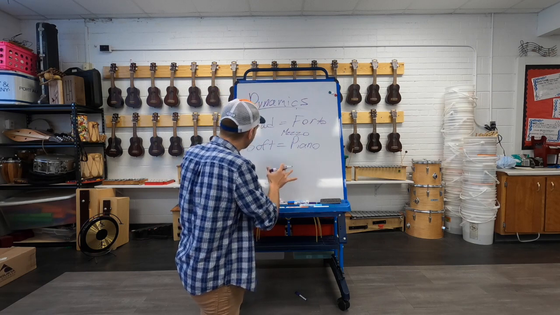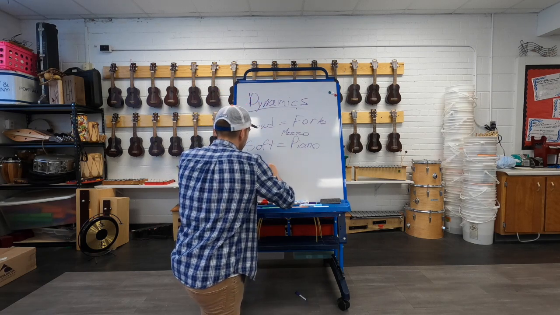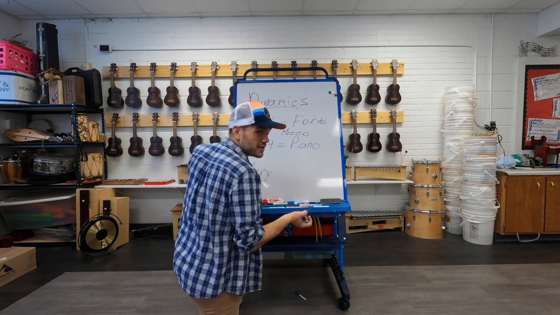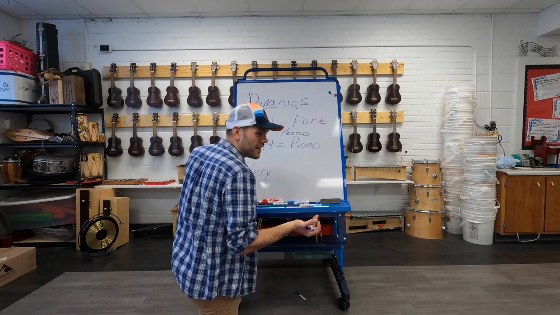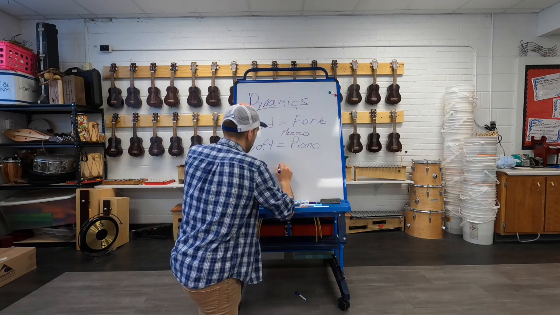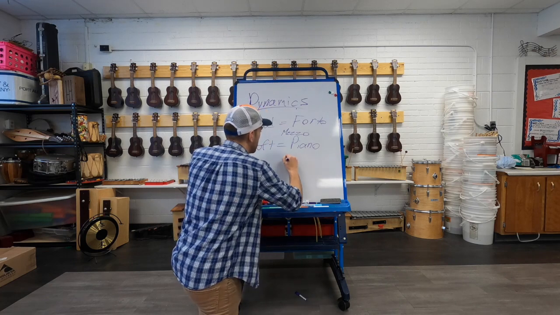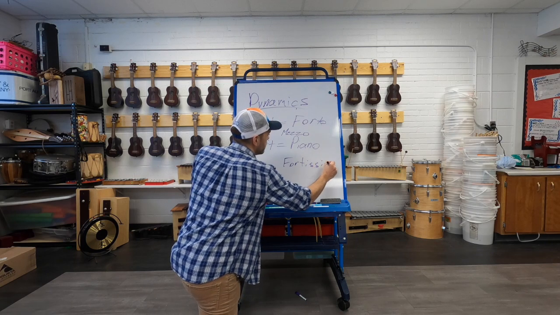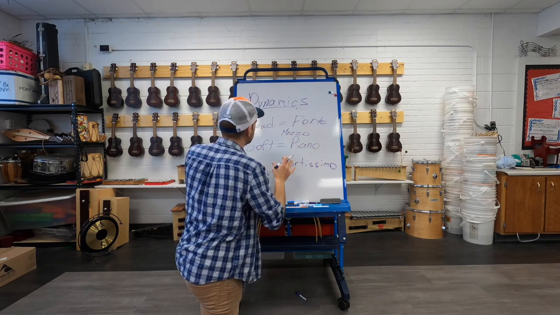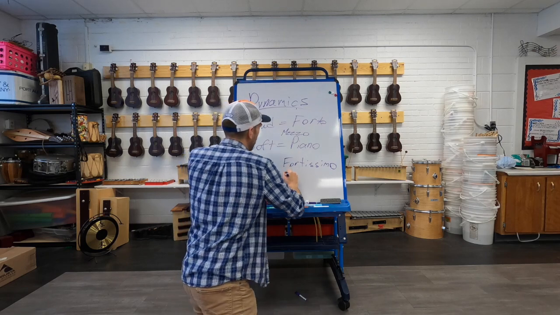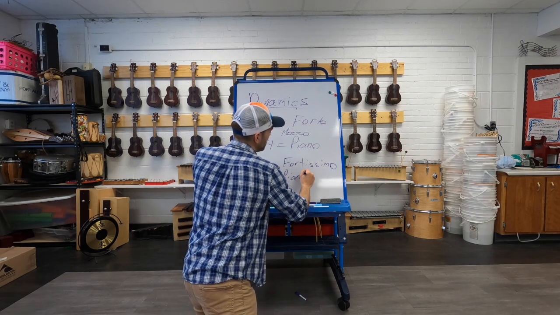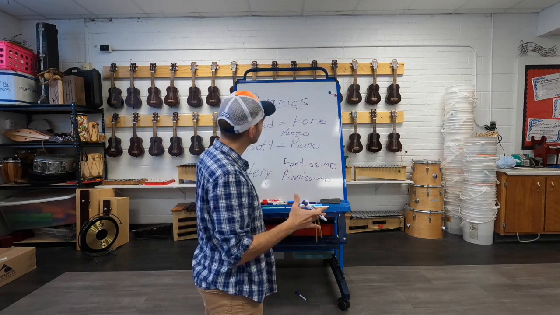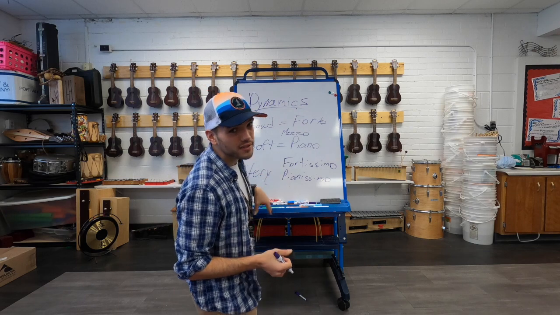Now, if something is very, this is a really fun word, you're going to add an issimo to the end of it. Issimo. And it comes at the end, right? So for forte, if we want to say something is very loud, we would say fortissimo. And if we want to say something is very soft, we would say pianissimo. Awesome. So super easy, and it's all based around forte and piano.